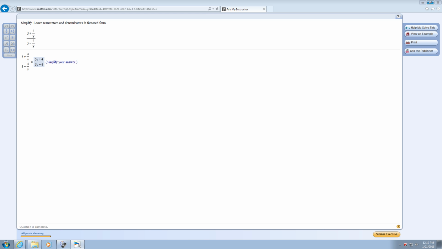So that turns out to be 5y over 1, or 5y. So that turns out to be 5y plus 4 over 5y minus 4. So, how's that? Is that better? That's your answer.